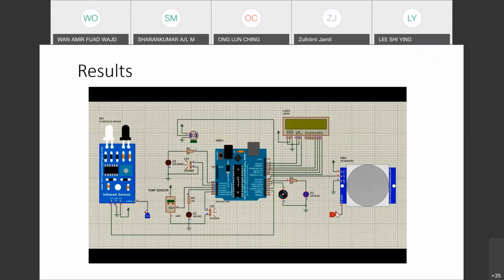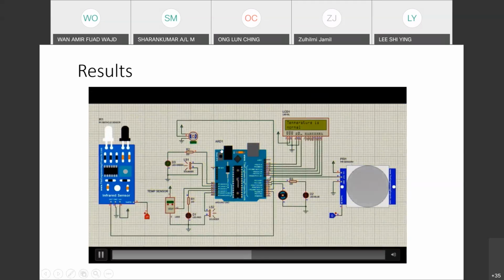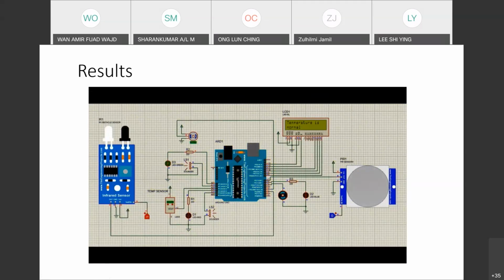After the user enters the front door, the IR sensor will detect the presence of the human and the green LED will light up. The sounder will produce a beep sound and the servo motor will rotate 180 degrees, which indicates the sanitization process. When the sanitization process ends, the beep sound will stop and the servo motor will stop rotating. At the same time, the temperature sensor will also activate. The signal will be displayed on the LCD screen.